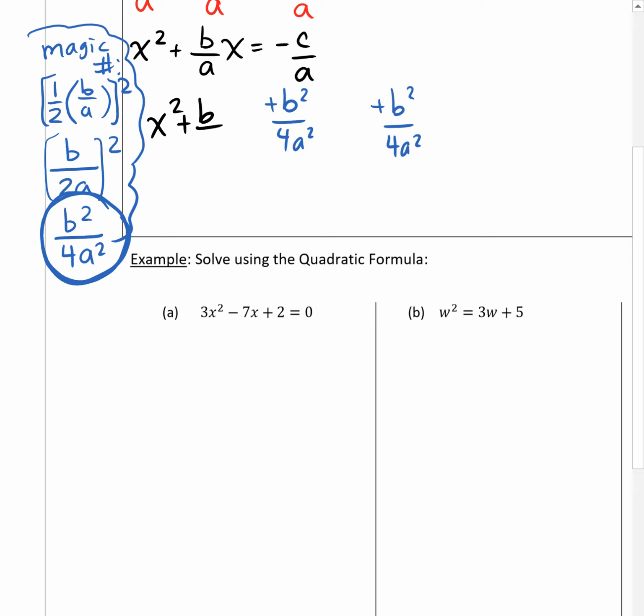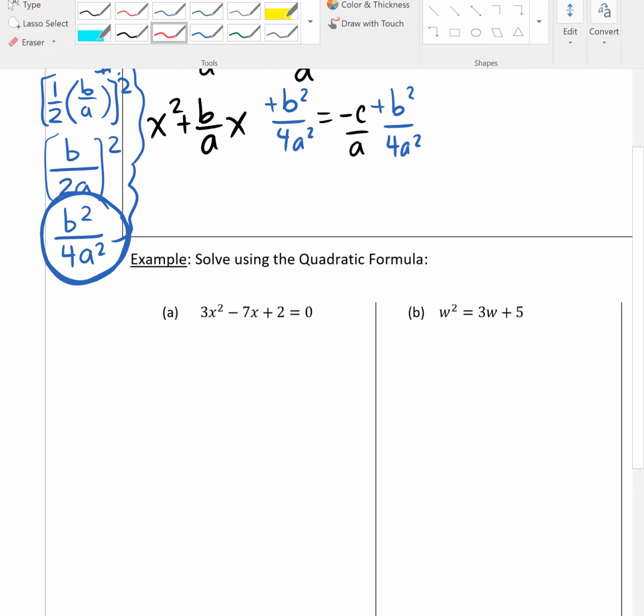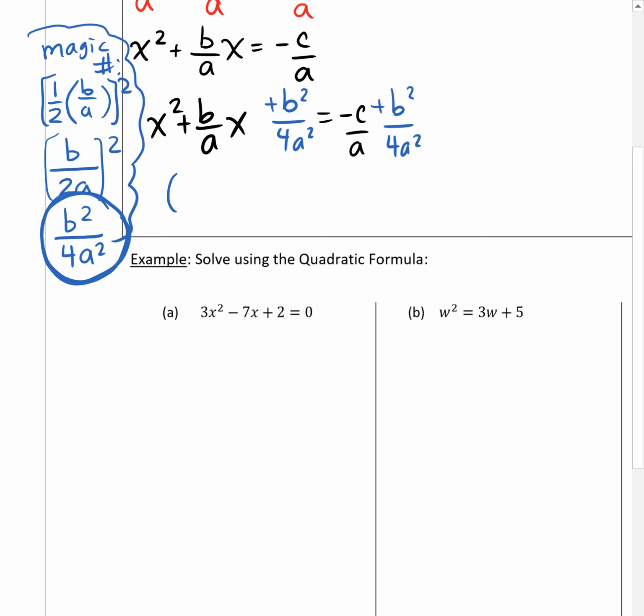x squared plus b over a x, and then negative c over a on the other side. Whew, so that was the magic number. Then the next step, if you remember, the fourth step, was you want to factor the left side, which should be a perfect square. So this will be x plus or minus something squared. And this, thank God we had that shortcut.